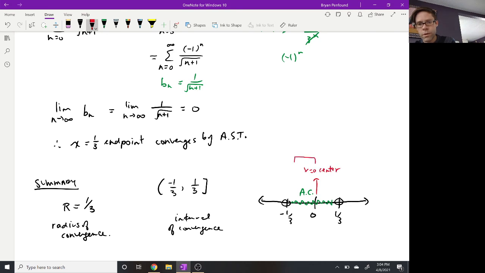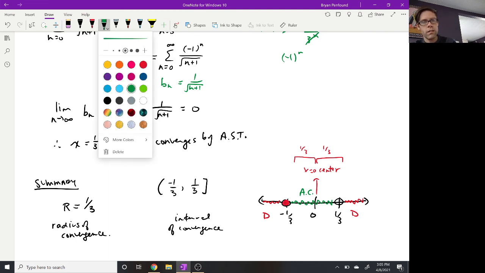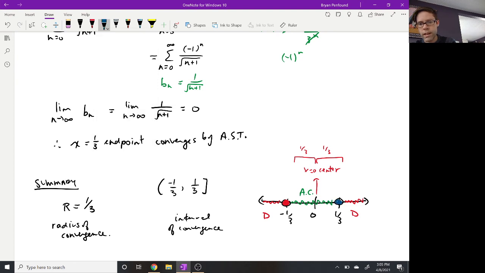And notice that if we measure out from the center, we have a distance of 1/3 in either direction. That's our radius of convergence. So that tells us where we should expect the endpoints to be, essentially. Now, everywhere bigger than 1/3 was divergent. Everything less than -1/3 was also divergent. We had a divergent series here. And in blue, I'm just going to put that we had a convergent series here.